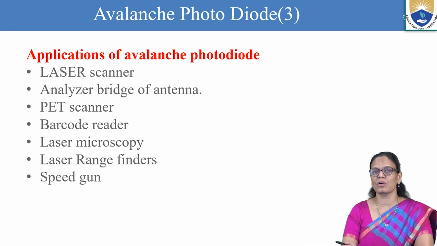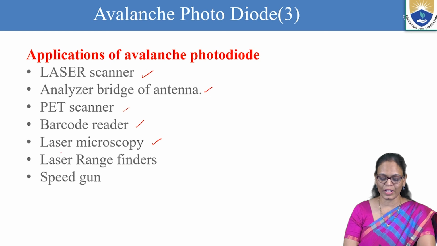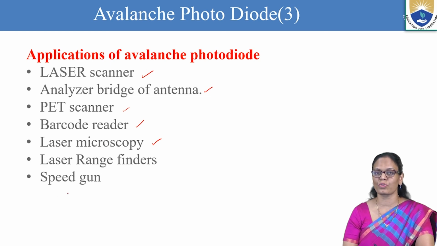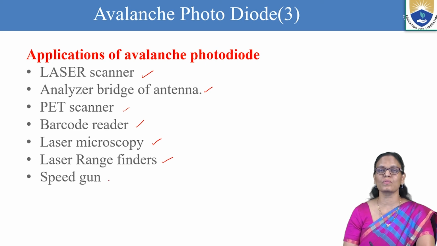Other applications of the avalanche photodiode: it is used in laser scanners. It is used as an analyzer bridge of antennas. It is used in PET scanners, wherever we are using PET scan. Then barcode readers to read the barcodes, and also laser microscopy for microscopic details. Wherever we are using lasers, we use avalanche photodiodes, and laser range finders to find the range or the distance between two points which are very far. And then it is also used in speed guns.